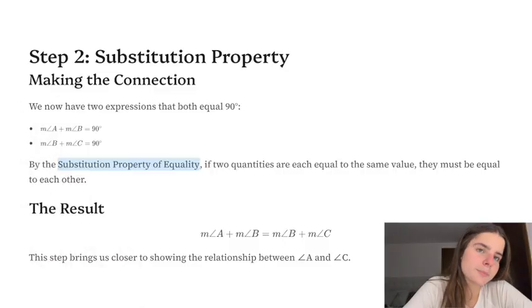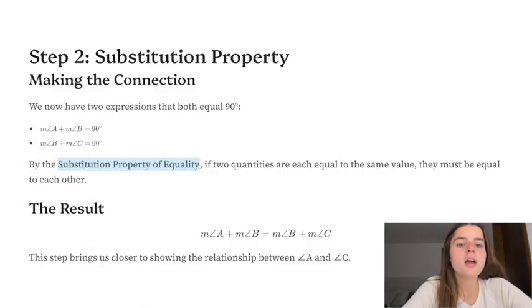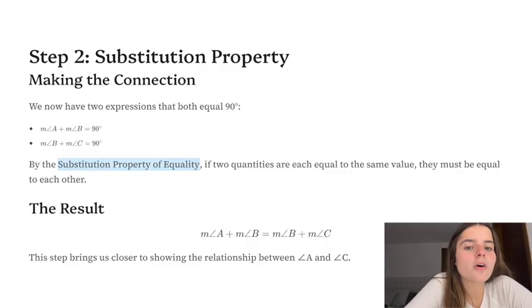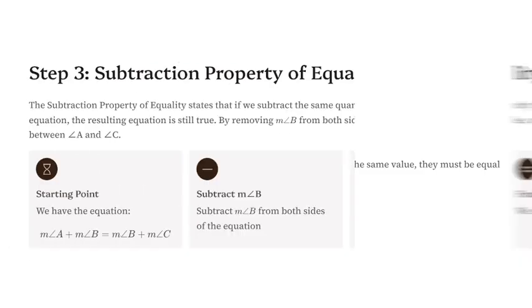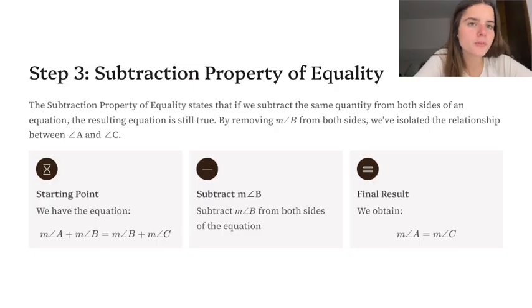Then we get to step 2, that is substitution. Since both of these expressions are equal to 90 degrees, we can set them equal to each other using substitution. That gives us MA plus MB equals MB plus MC. Then we get to step 3, the subtraction property of equality. Now, if we subtract MB from both sides using the subtraction property of equality, we get MA equals MC.